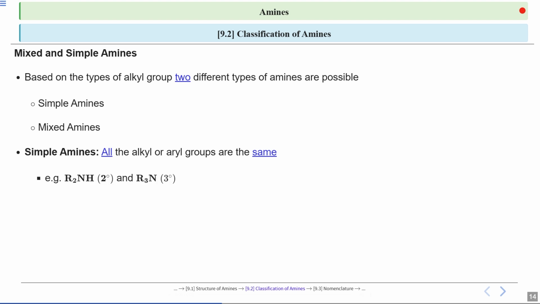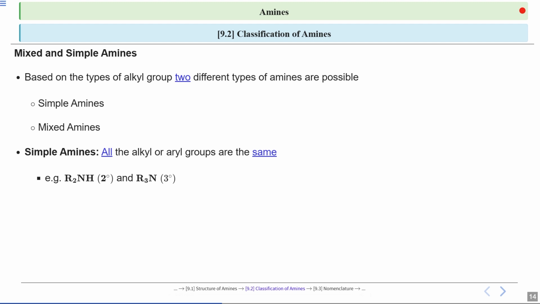If you look at this example over here, then you'll see it is R2NH. Okay. So over here you will see both R groups are same. Okay. And this is a secondary amine. Why? Because two hydrogens are replaced by two alkyl or aryl groups. Over here you will see R3N. That means all the three R groups, they are identical over here. Okay. And it is a 3-degree amine because all the three hydrogens of ammonia are replaced by alkyl or aryl groups.